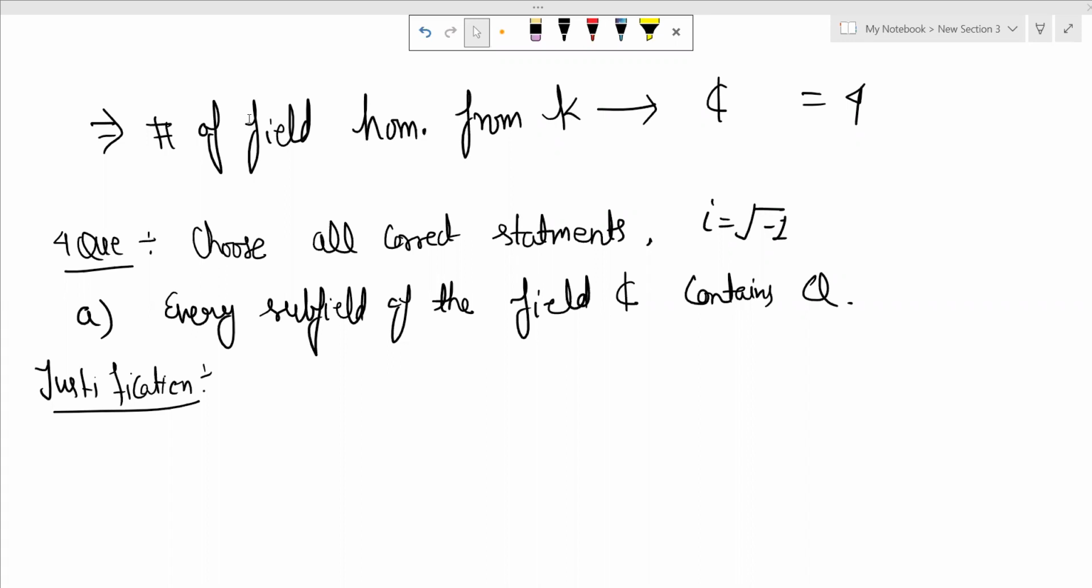Q contains no proper subfield. Okay. So, is this statement true or not? If yes, give me some idea. If not, give me a counterexample. Okay, it is true. Why?